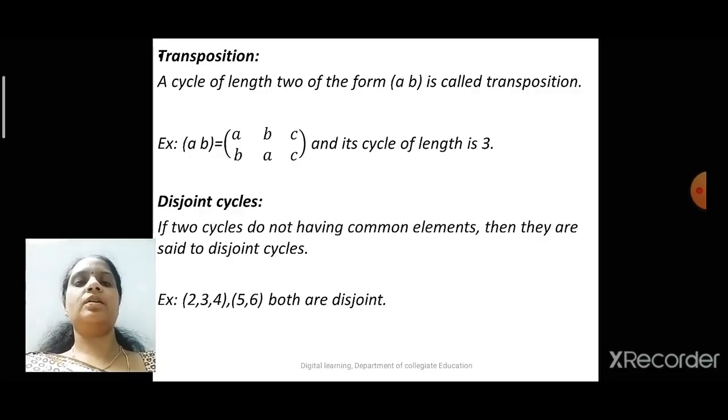Disjoint cycles. If two cycles do not have common elements, then they are said to be disjoint cycles. We are considering two cycles here: firstly (2 3 4), and second (5 6). There are no common elements in the first one and the second one. So we can say that they are disjoint cycles. In the first cycle there are different elements, and in the second cycle different elements are there, therefore it is disjoint.